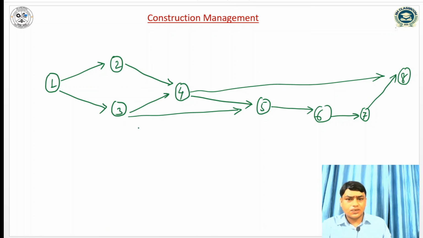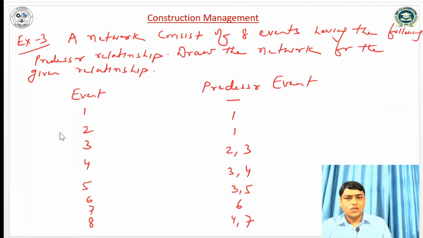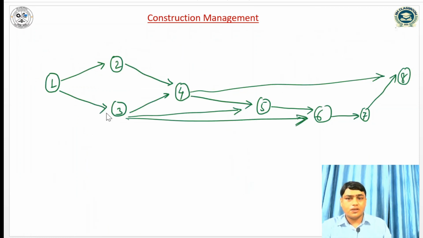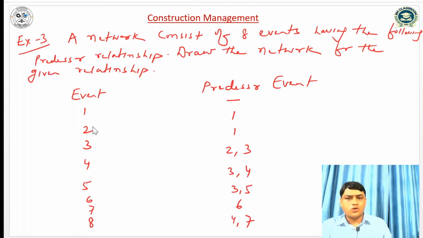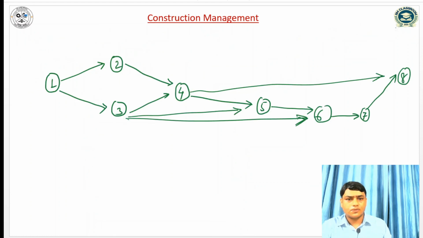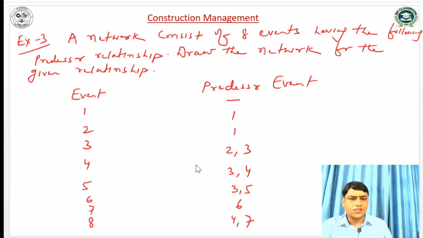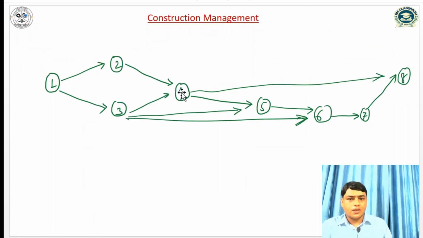And we can see that this is the meaningful network diagram. Now we can match. Event 1 has no predecessor event. This is the initial event. Events 2 and 3 have the predecessor event 1. And after that, event 4 has the predecessor events 2 and 3.